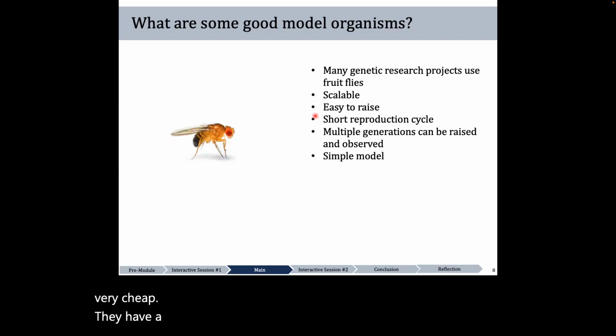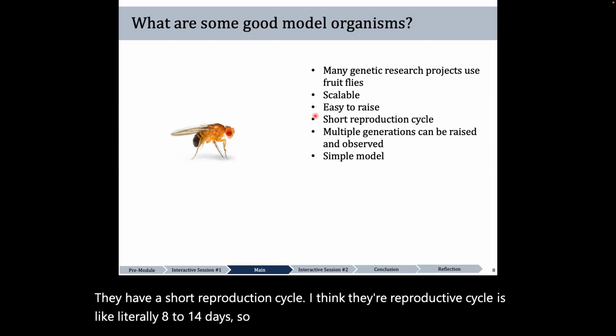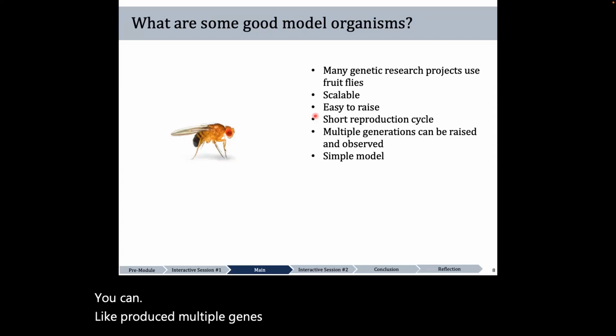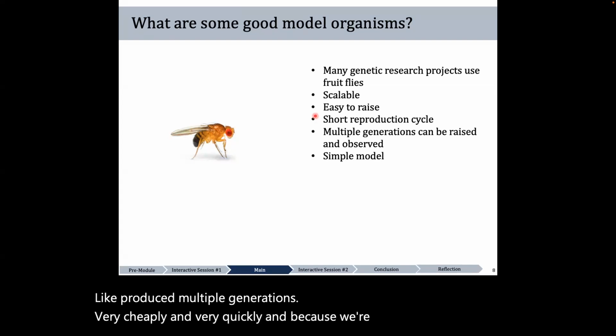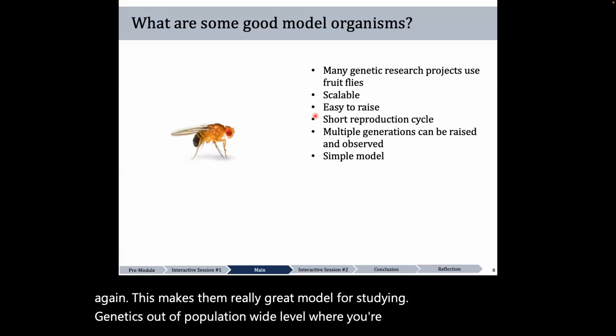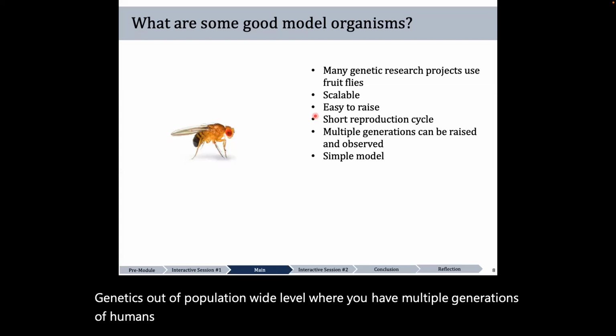They have a short reproduction cycle. I think the reproductive cycle is literally 8 to 14 days, so very short. You can produce multiple generations very cheaply and very quickly. And because multiple generations can be raised, this makes them a really great model for studying genetics at a population-wide level, where you have multiple generations of humans and you want to understand how different genes get passed down through these generations.